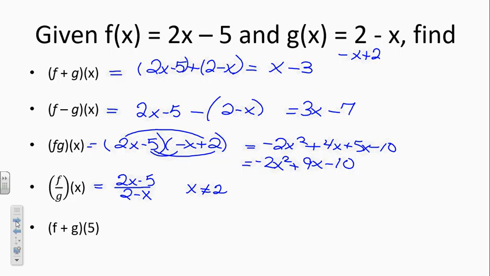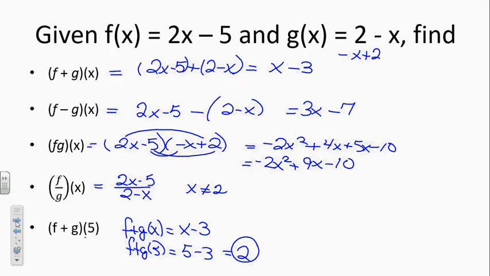Okay. And finally, what do they want us to do if they ask us to do this? f plus g of 5. Everywhere you see an x, right? We've already found f plus g, right? So we would go through this work if we hadn't already, and we have f plus g of x is x minus 3. So now we want to plug in 5 everywhere we see x. So f plus g of 5 is going to be 5 minus 3. What's 5 minus 3? 2. Right. What questions do you have about this one? Good. All right.